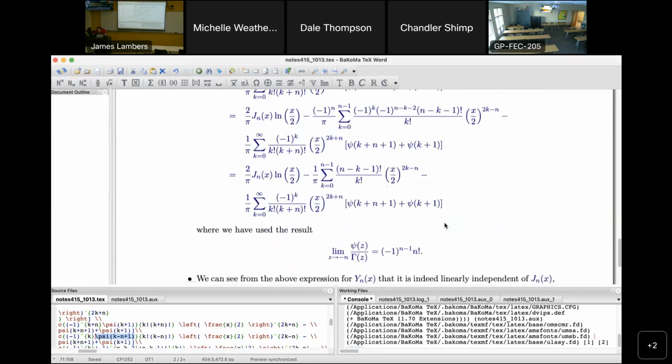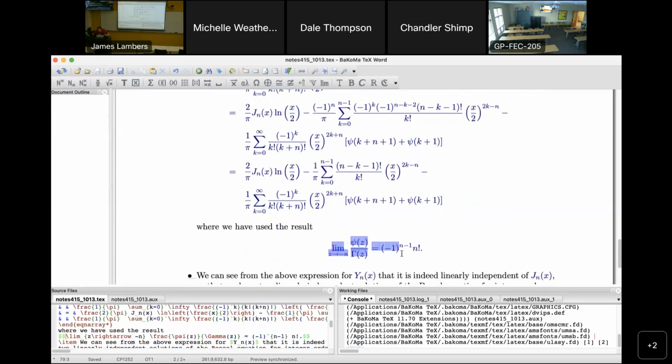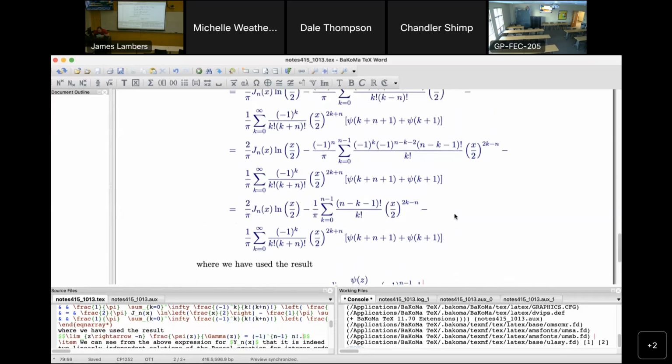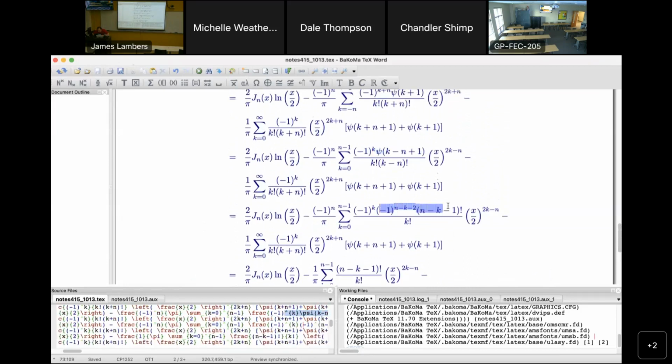Oh, okay. For the next step, I need to use this result. That has a relationship between the digamma function and the gamma functions. Take this limit as x approaches a negative integer, and that condenses to this. So that's what I'm using to get from here to here.